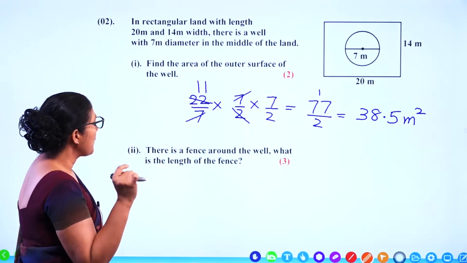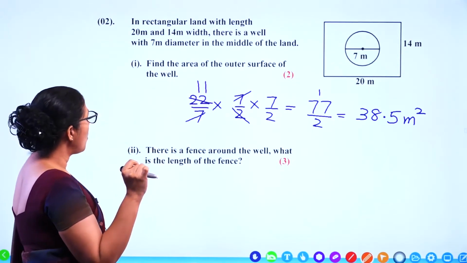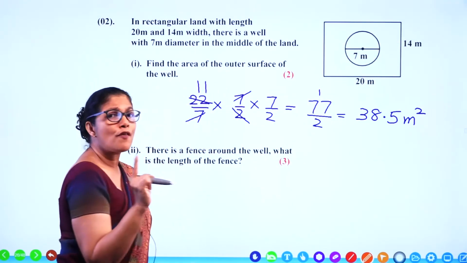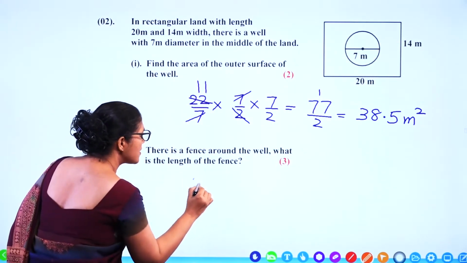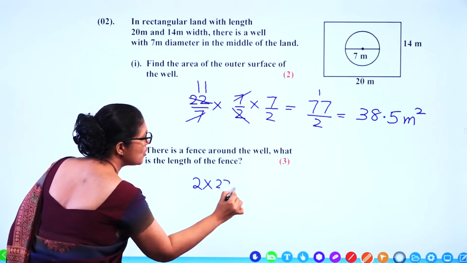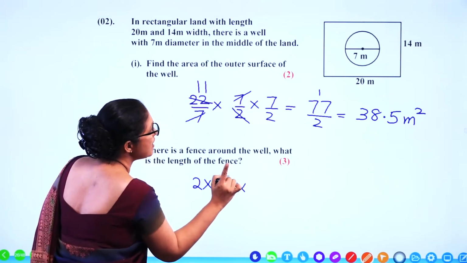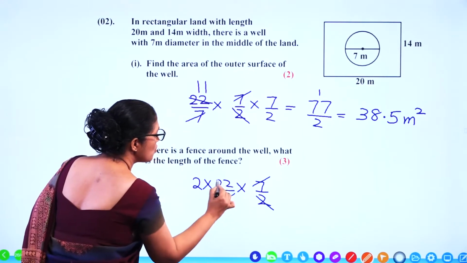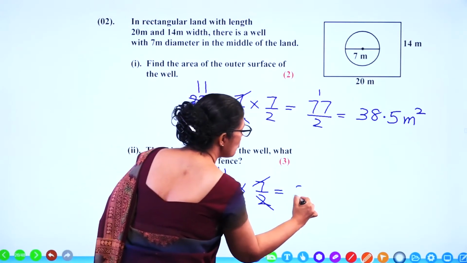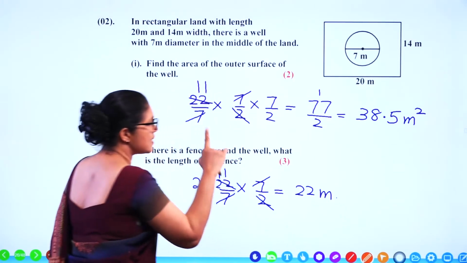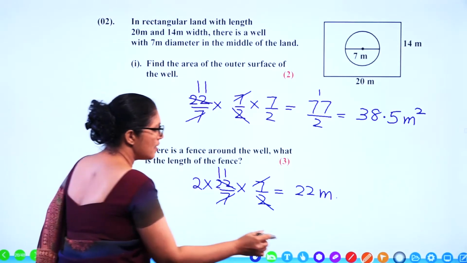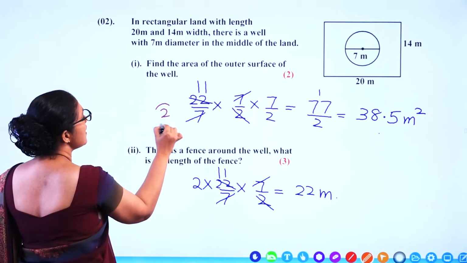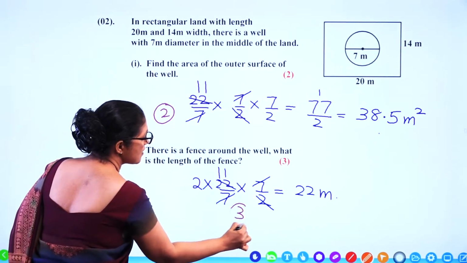That's the well. There is a fence around the well. What is the length of the fence? Around here, that's the circumference of the circle. So what is the circumference? 2 pi r. 2 into 22 over 7 into radius. What's the radius? Again 7 over 2. 7 and 7 cancel, 11 times 2, 22 meters is the circumference of the well. So you are getting 2 marks here and 3 marks for this question.